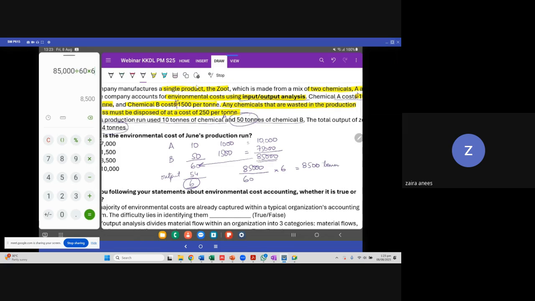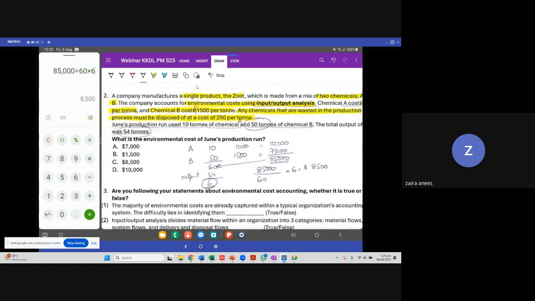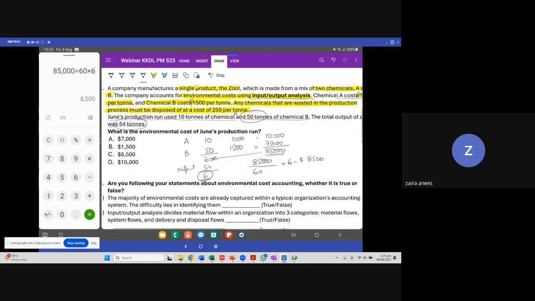Not tons, sorry. $8,500, right? Is this the answer? No. This is given in the options, but this is not the answer. For these 6 tons, you further have to spend 250 per ton extra cost because you want to neutralize it. So there is an extra cost involved in this.